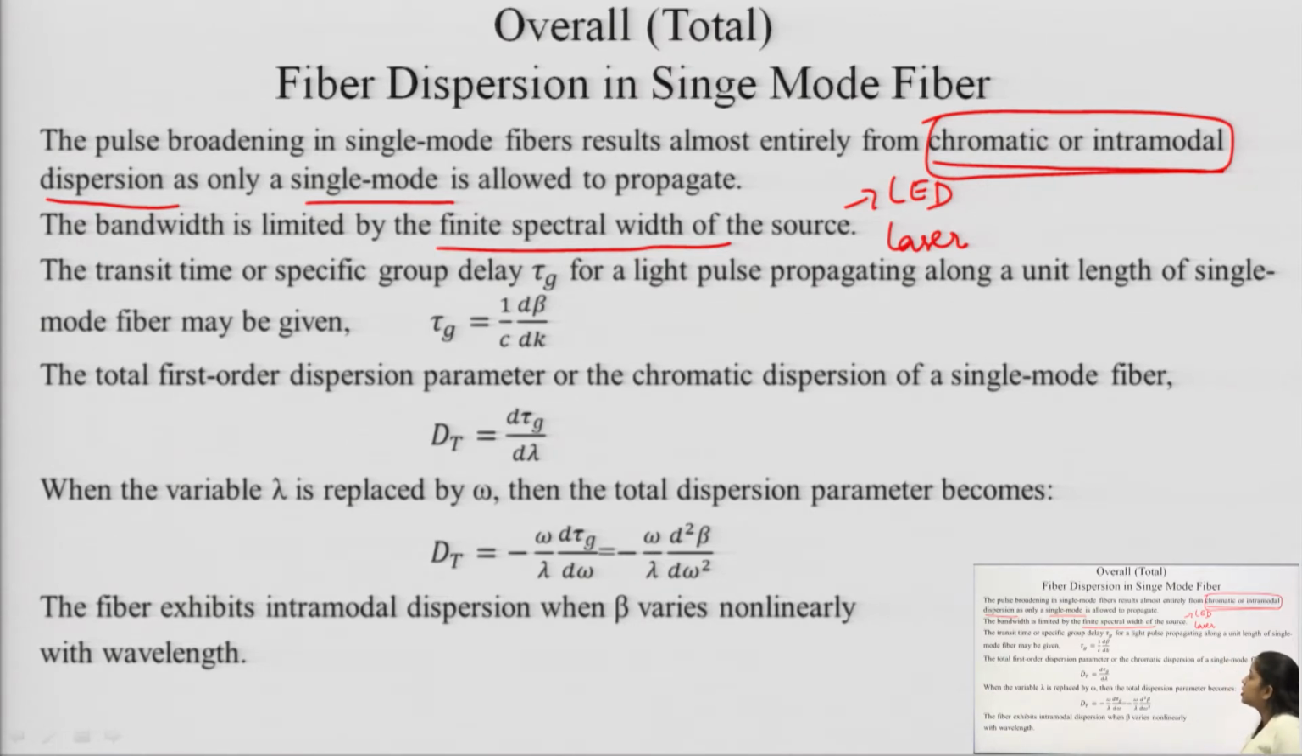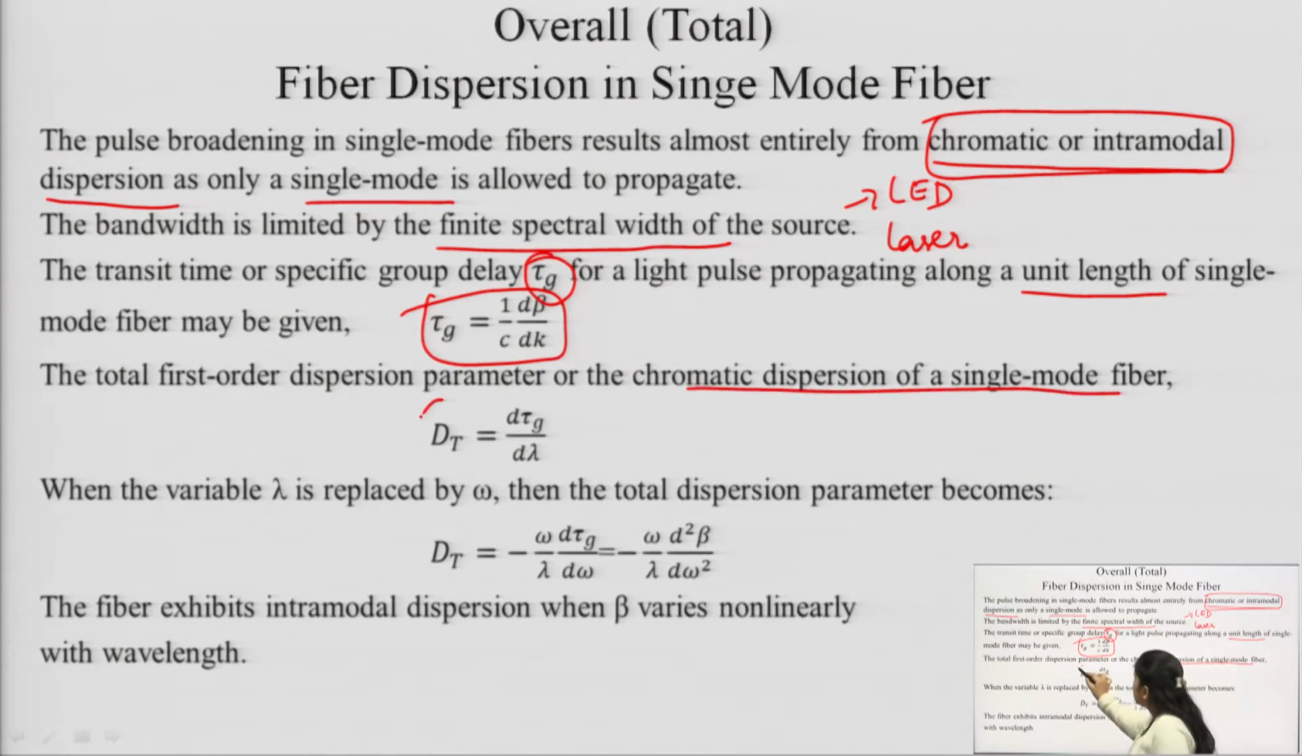The transit time or the specific group delay, which is represented by tau g, for a light pulse propagating along a unit length of a single mode fiber is given by tau g equal to 1 by c d beta upon dk. So, the total first order dispersion parameter or the chromatic dispersion of a single mode fiber is equal to dt, which is d tau g upon d lambda, and we know the value of tau g and we have to just differentiate over here.